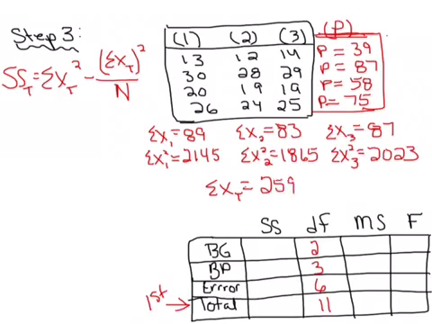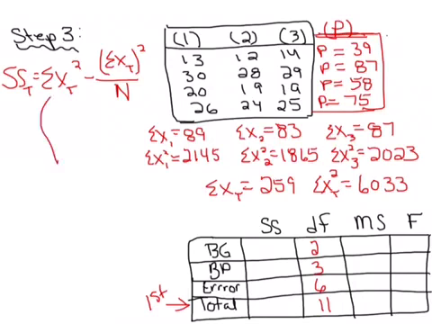Then you need to get the sum of x squared total. To get that, I just add up the sum of x squared for group 1, 2, and 3. So 2,145 plus 1,865 plus 2,023, and you should get 6,033. So now we have everything we need to calculate that sums of squares total.